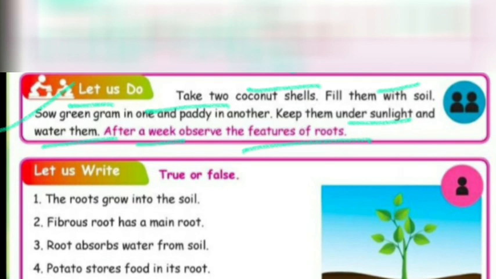You will observe there are different kinds of roots we have learned: fibrous roots and tap root, isn't it? Take the plant out of the shell, then you will observe the roots. So paddy has fibrous roots, isn't it? And even the green gram also.